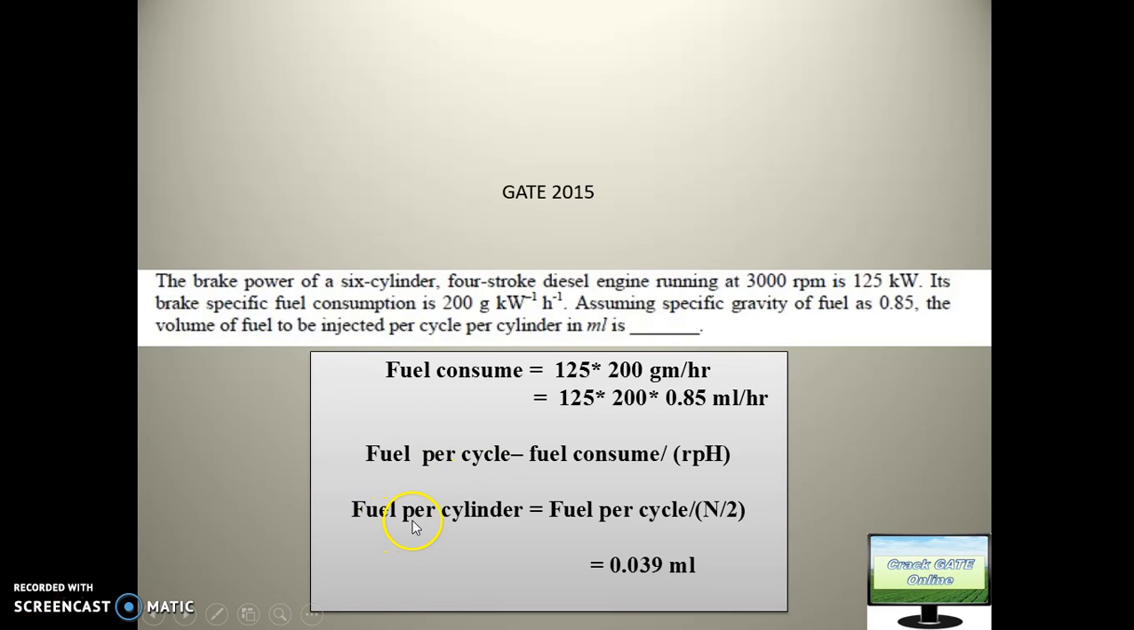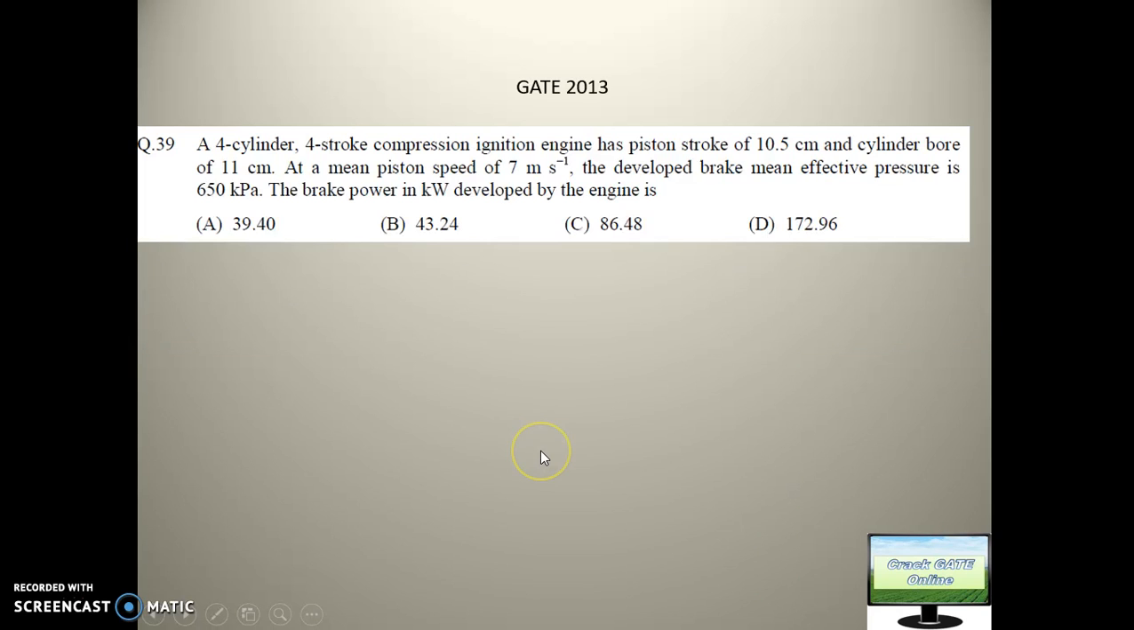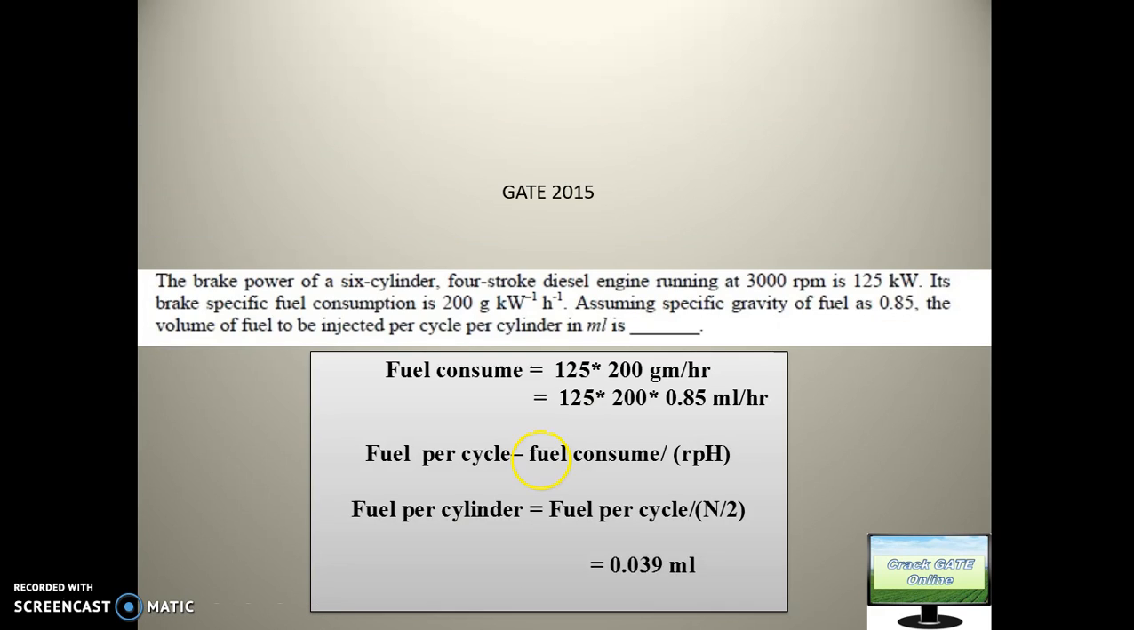Now you want the amount of fuel per cylinder, and there are 6 cylinders. So in 1 revolution, how much will be the number of power strokes? This is a 4-stroke engine, you know. So in a 4-stroke engine, the number of power strokes will be number of cylinders upon 2. So 6 cylinders are there, so the number of power strokes in one revolution will be 3. So total fuel coming is this much fuel per cycle upon n by 2, that is 3.